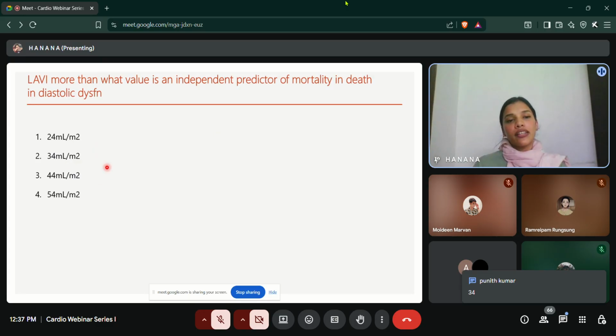We have already talked about it earlier, and it's actually 34. Okay, this is a very critical value. You have to learn it by heart. If the left atrial volume index is higher than 34, the patient will be having a very, very big LA, and it is a predictor of the mortality of the patient.